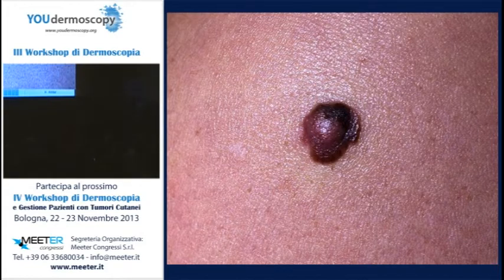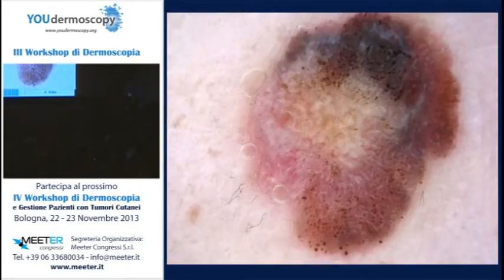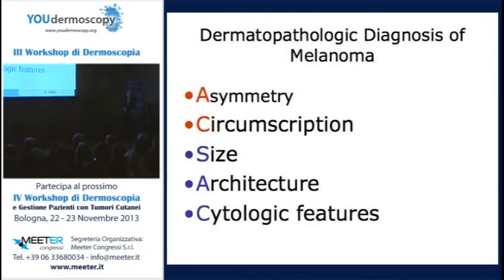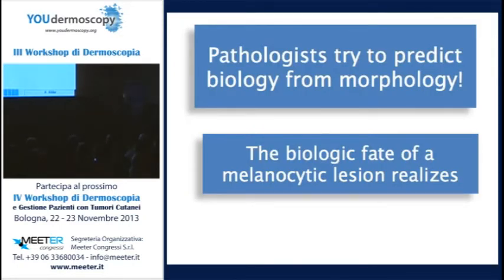And this is a lesion, clinically, dermatoscopically, green or red? Red, of course, because it's asymmetric and multicolored. And this is what the dermatopathologist is seeing. He also sees an asymmetry. He also sees asymmetry of structure and color because melanin is also asymmetrically distributed. So he practically bases his diagnosis also on morphologic features. Dermatopathology just uses morphologic features: asymmetry, circumscription, size, architecture, and cytologic features. So pathologists try the same. They try to predict biology from morphology.